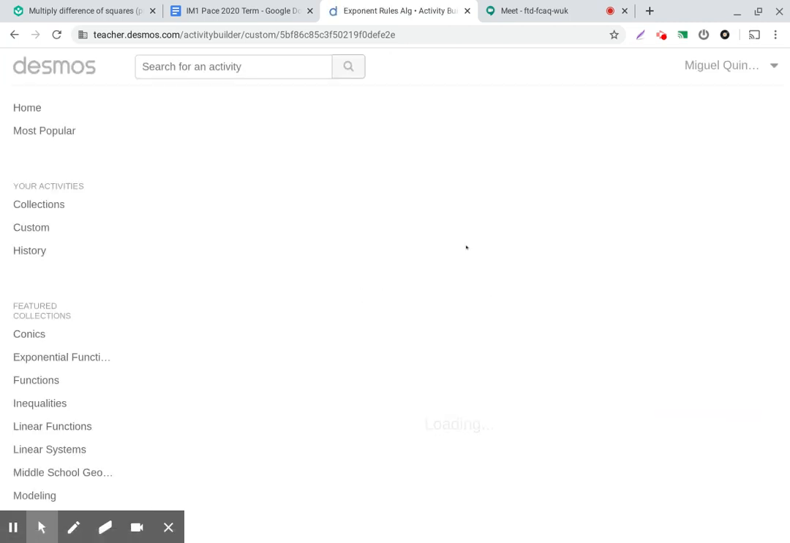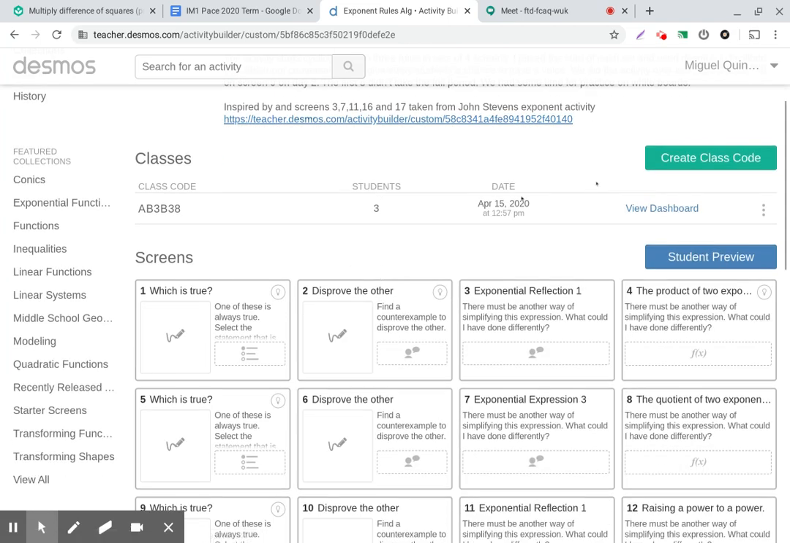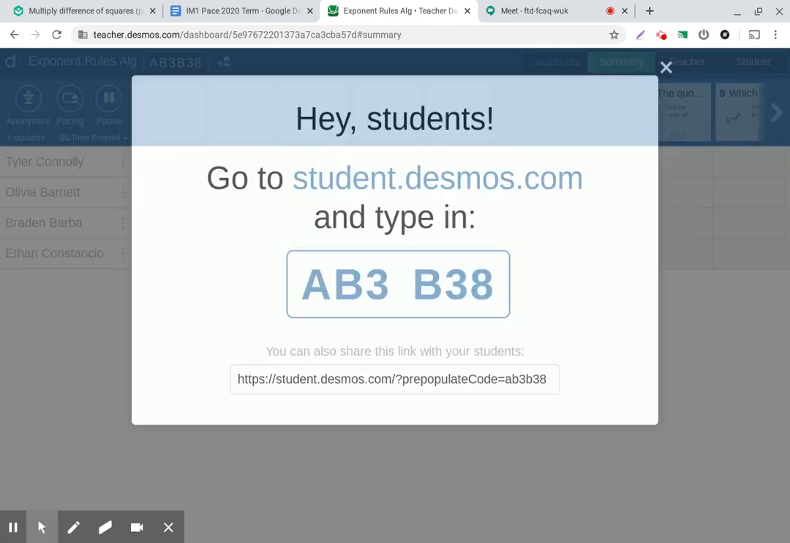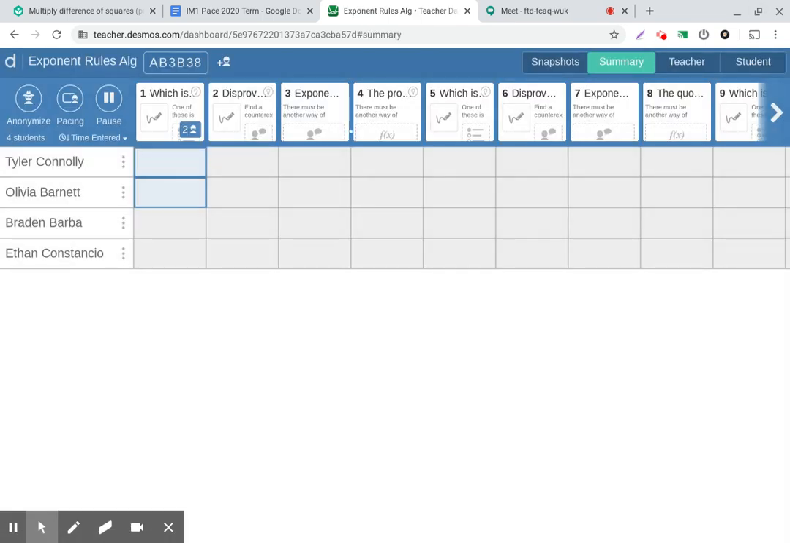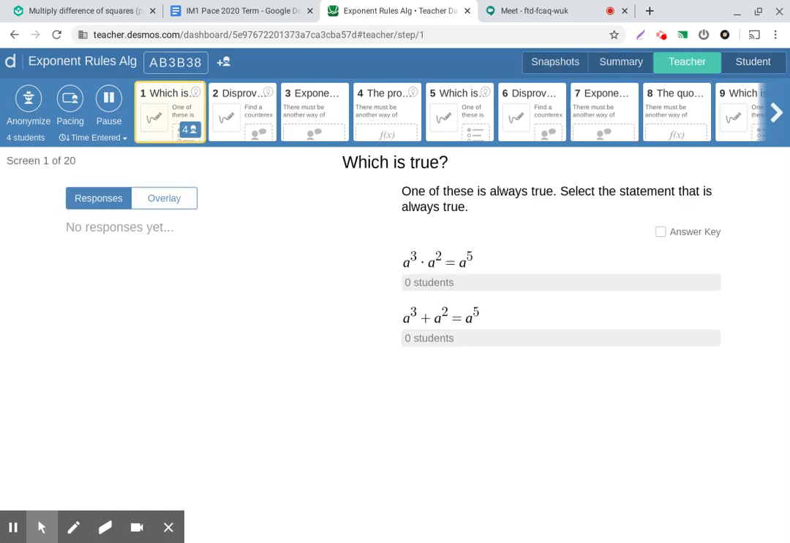All right, so let's all stay on the same page. Go to view. Let's see how many of you guys are on here. All right, so number one, Tyler's here, Olivia, Braden, Ethan's in. We go to teacher. So which one is always true? A cubed times a squared is a to the fifth, or a cubed plus a squared is a to the fifth. Is it the timesing one or is it the multiplication one? Which one is true?